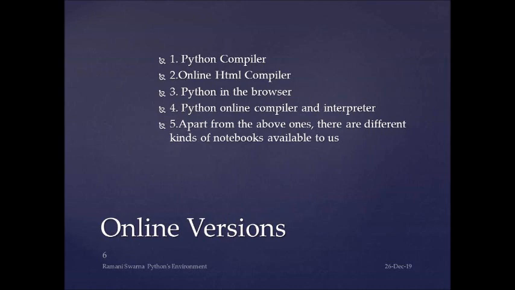Now coming to the online versions, I've noted only 5 of them. However, there are a number of them, and we will have to see how and in what manner we can use them. Number one is the Python compiler. I'll showcase one of those browsers where they are available. Online HTML compilers are present. With Python in the browser, you can run within the browser itself. Then there is the Python online compiler and interpreter. Sometimes it's only the compiler, sometimes it's only the interpreter. The choice is yours as to how you would like to go ahead, and I'll showcase them, and depending upon your choices you can go ahead.